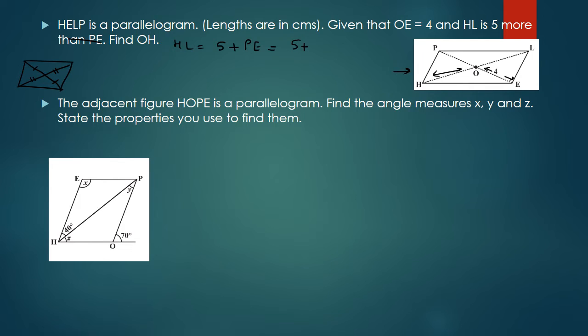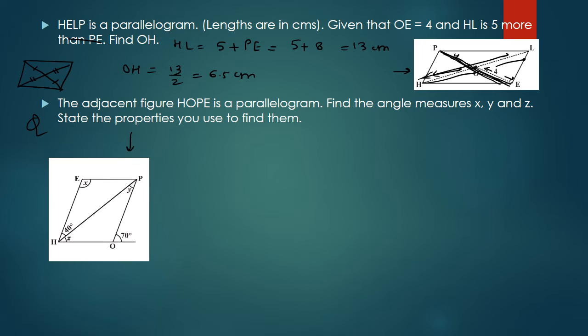So if OE is 4, then OP is 4. So P is what? 4 and 4, 8. So we can write 8. So this becomes 13. HL becomes 13. And OH is what? OH is equal to OL. That means whole HL will be divided into 2 equal parts. So 13 by 2, that is 6.5. Correct? Now if we talk about the next question, which is the adjacent figure, Hope here is a parallelogram again.